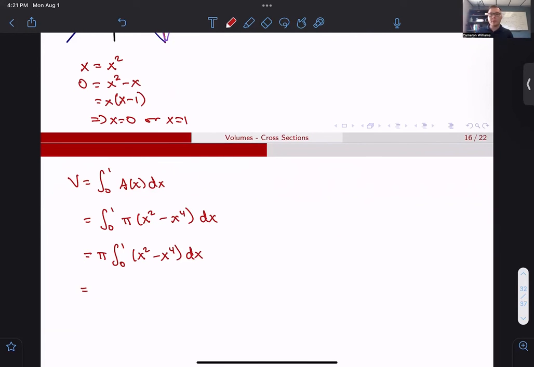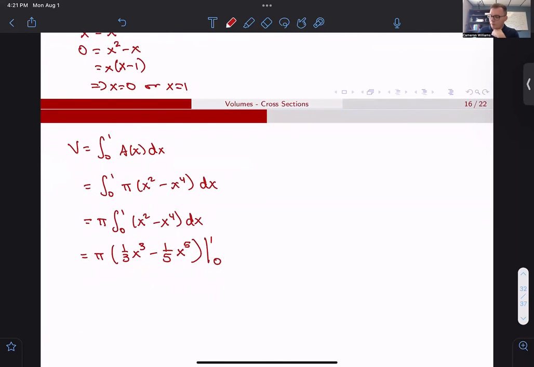X squared, we increase the power by 1, we get cubed. So we need to divide by 3. X to the 4th, we increase by 1, we get x to the 5th. So we need to divide by our new power that gives us 1/5. So we have pi times 1/3 x cubed minus 1/5 x to the 5th, from 0 to 1. There we go.